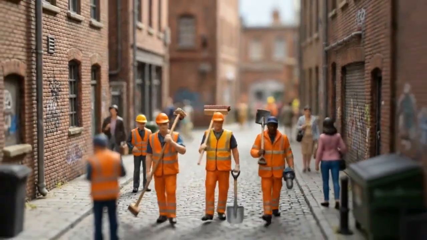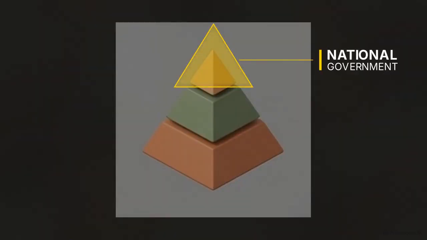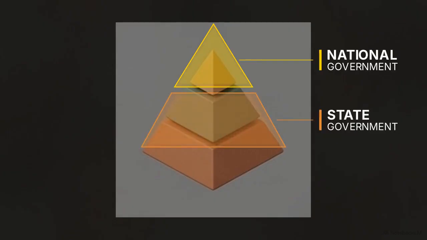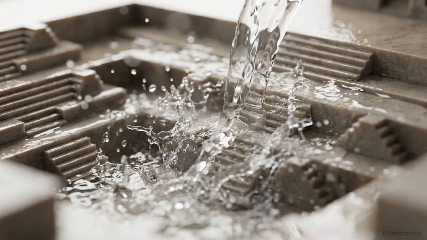side by side. Look at this animated pyramid showing how government power is structured in India. The very top peak represents the national government. Below that is the state government, handling broader regional duties. But down at the wide foundational base, physically closest to citizens, is the local government. Pushing power downward from the top of the pyramid to that local base is called decentralization.